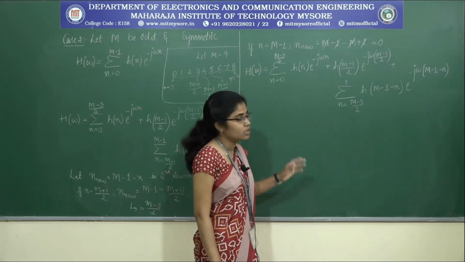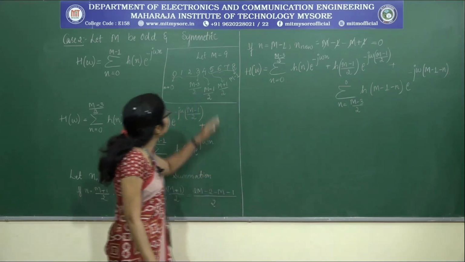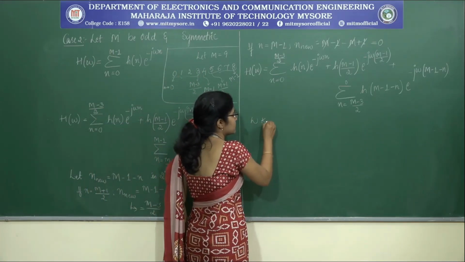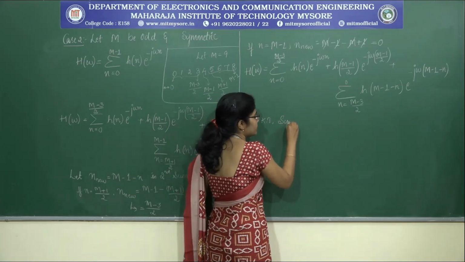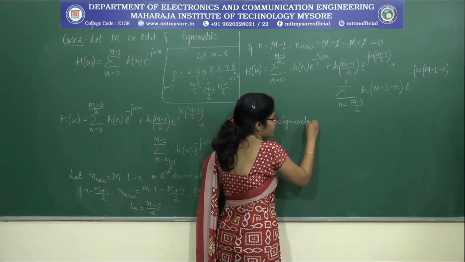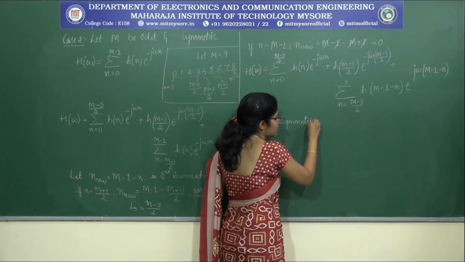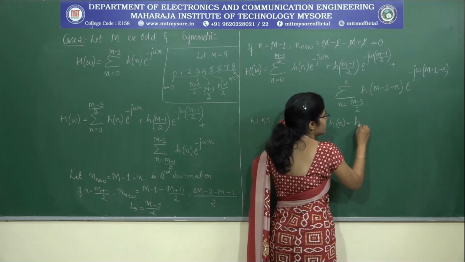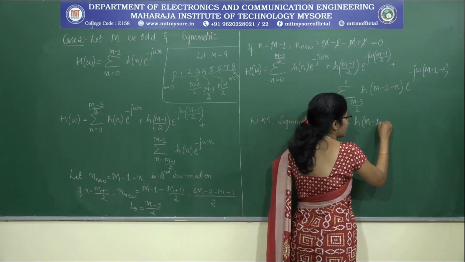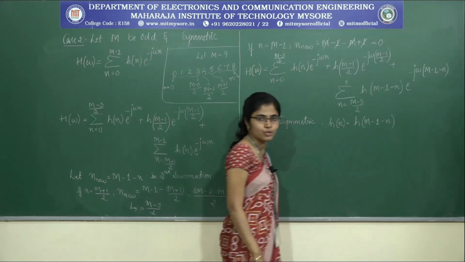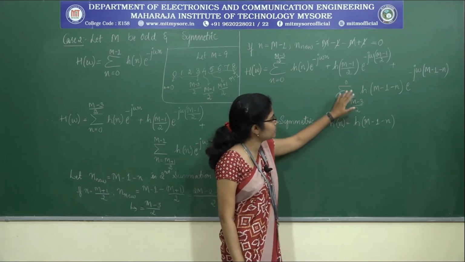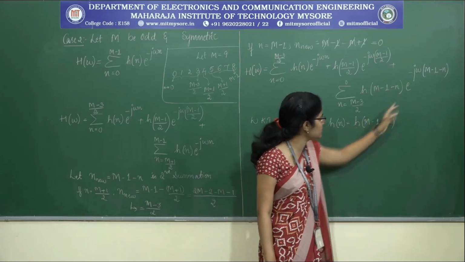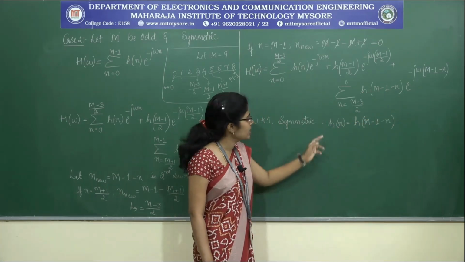Now, what let us do? Since the condition which we are taking is symmetry, we know that for symmetric, h of n will be equal to h of m minus 1 minus n. So, this is the condition. In the next step, let us change the order of summation and instead of h of m minus 1 minus n, let us substitute it as h of n.